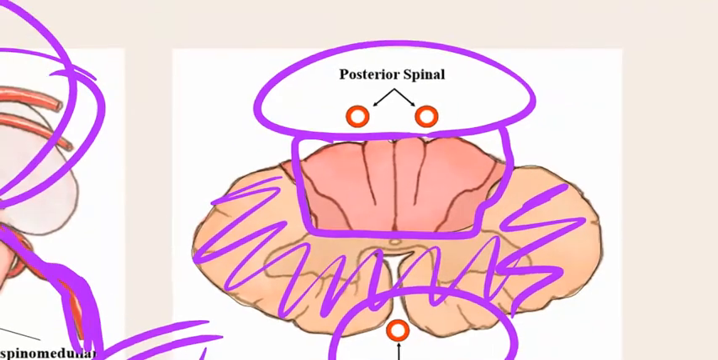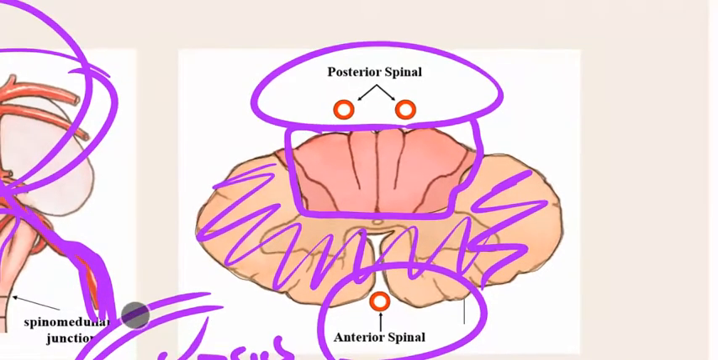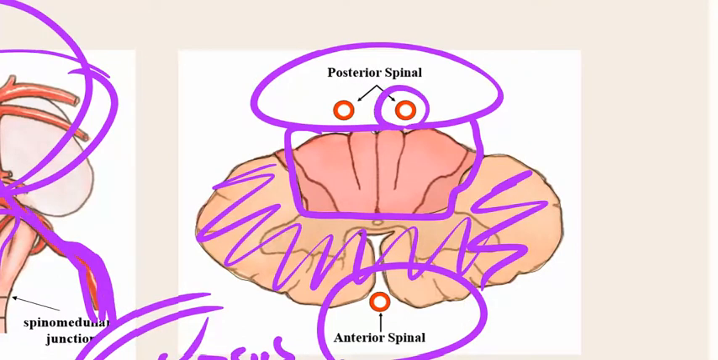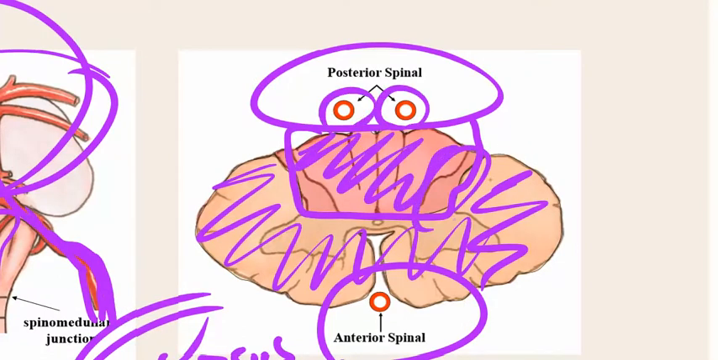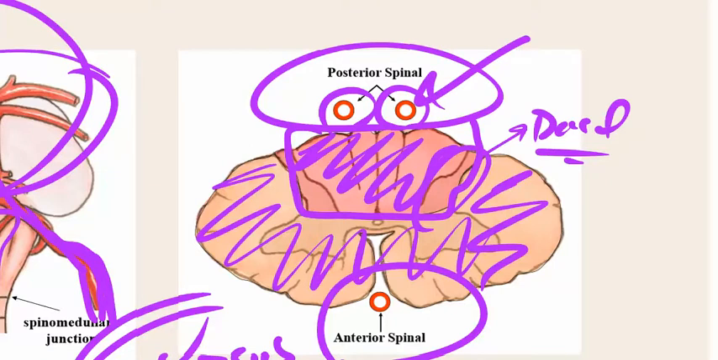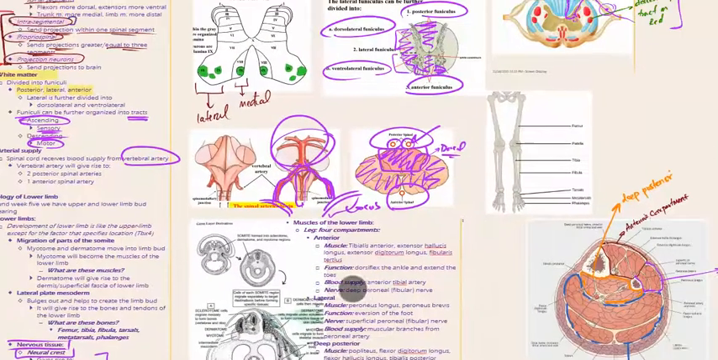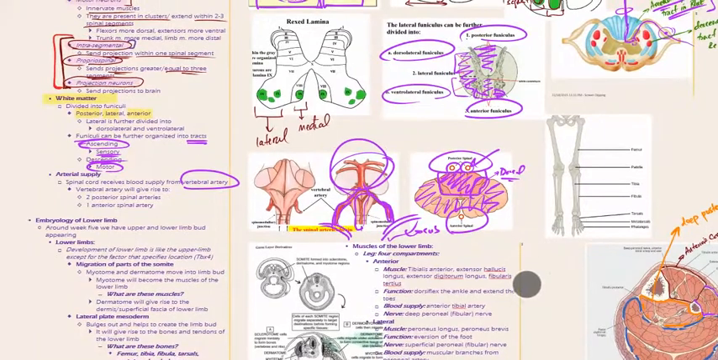If you look at the posterior spinals, they're supplying the posterior funiculus, and they're supplying the dorsal horn. Remember, the dorsal horn was where we find sensory. So if we had damage here, it'll be sensory, right? Okay, cool. So that's that.